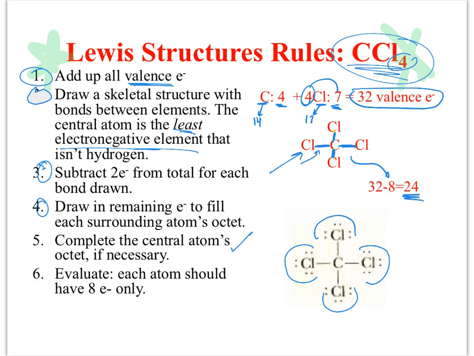Double check your work. Make sure that every atom has 8 valence electrons only. So look at, here's chlorine, 2, 4, 6, 8, 2, 4, 6, 8, 2, 4, 6, 8, 2, 4, 6, 8. And then this carbon in the middle has 4 bonded pairs for a total of 8. It has no other lone pairs present.